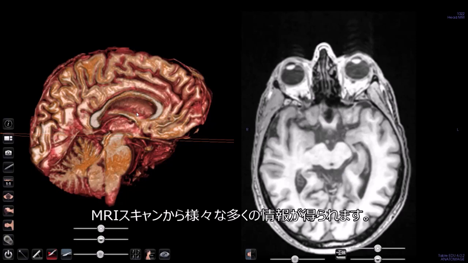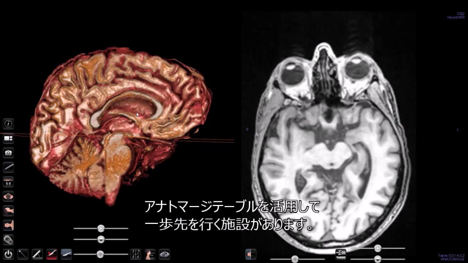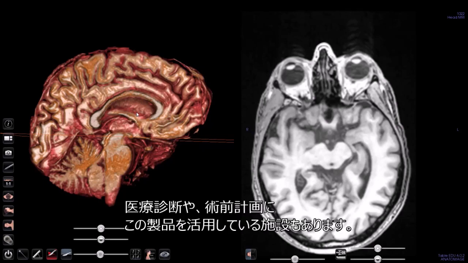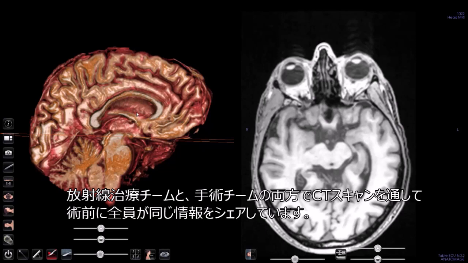As well, there are people and institutions that are using the Anatomage Table to take it a step further. Some places are using the table for medical diagnosis and pre-surgical planning, where they'll walk through a CT scan with both the radiology and surgical team to have everyone be on the same page prior to going into surgery.